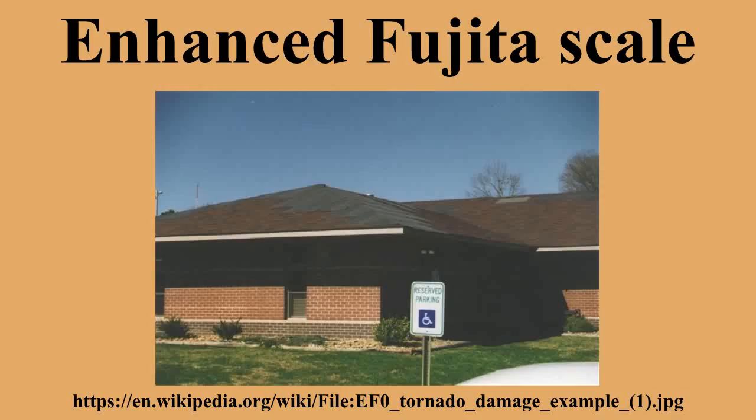It also adds more types of structures and vegetation, expands degrees of damage, and better accounts for variables such as differences in construction quality. The new scale was publicly unveiled by the National Weather Service at a conference of the American Meteorological Society in Atlanta on February 2, 2006.